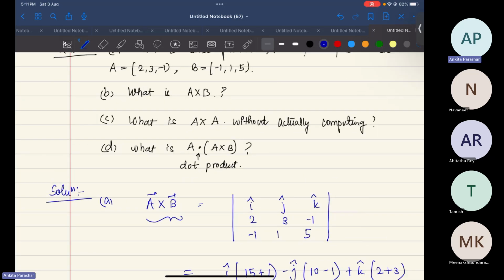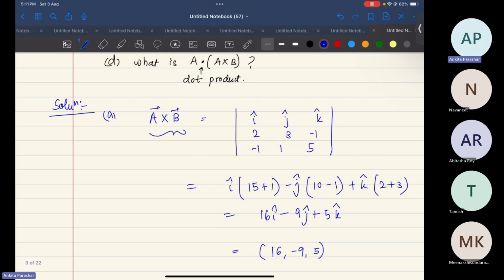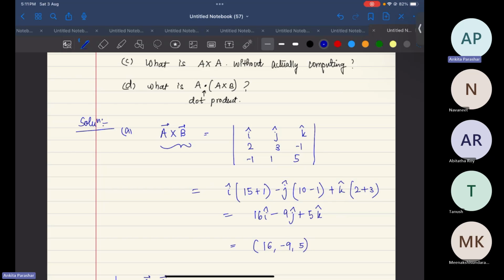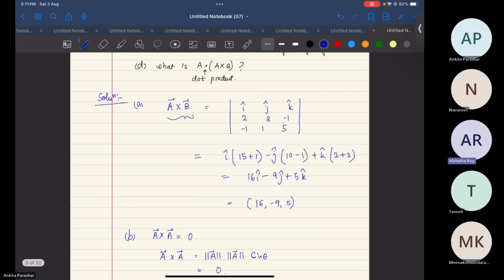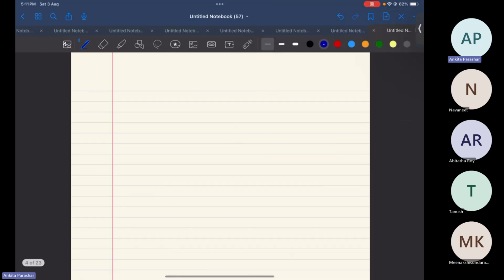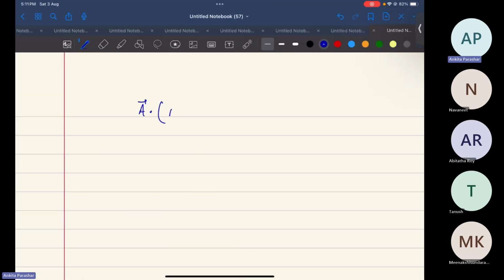You may also compute what is A dot A cross B. That would be 0 as well. And why so? We can exchange the cross and the dot here, so it becomes A cross A dot B, and A cross A gives us 0 directly, and 0 dot anything is 0. So I'll exchange the dot and the cross and transform it to A cross A dot B.